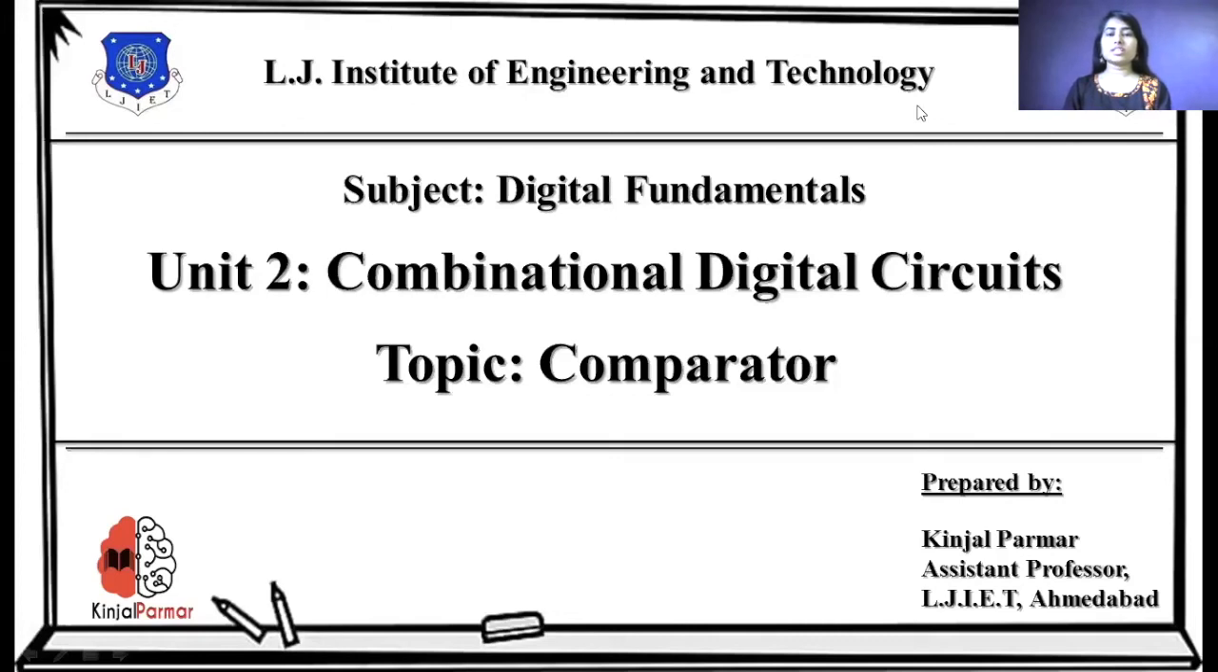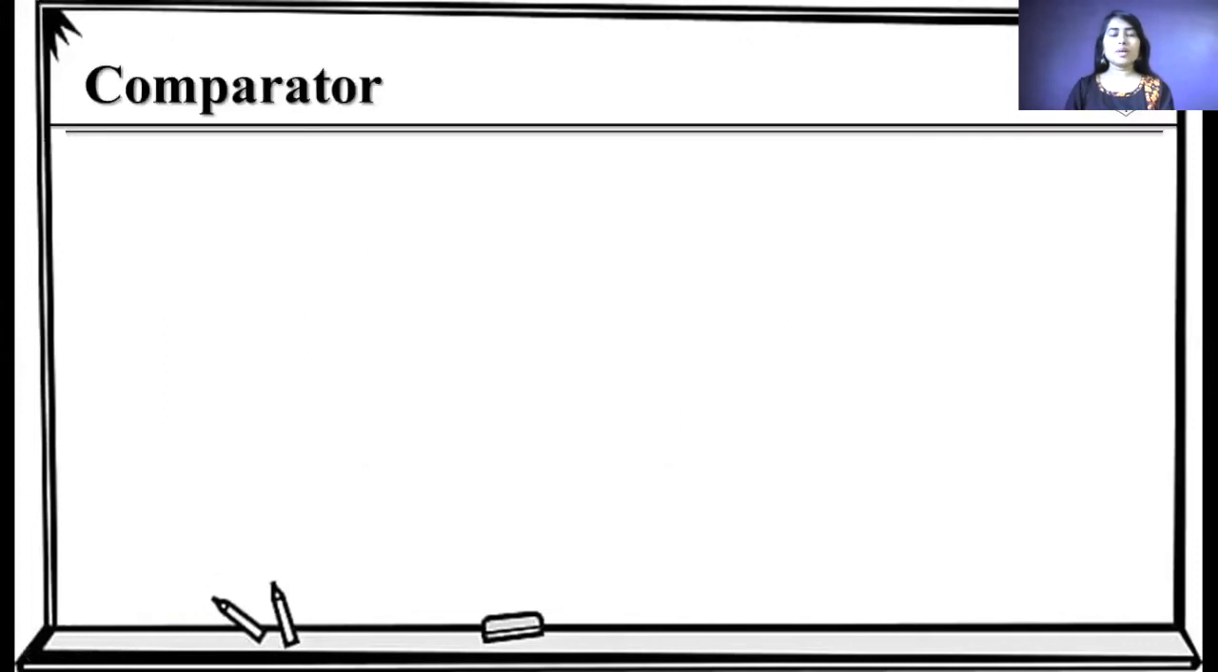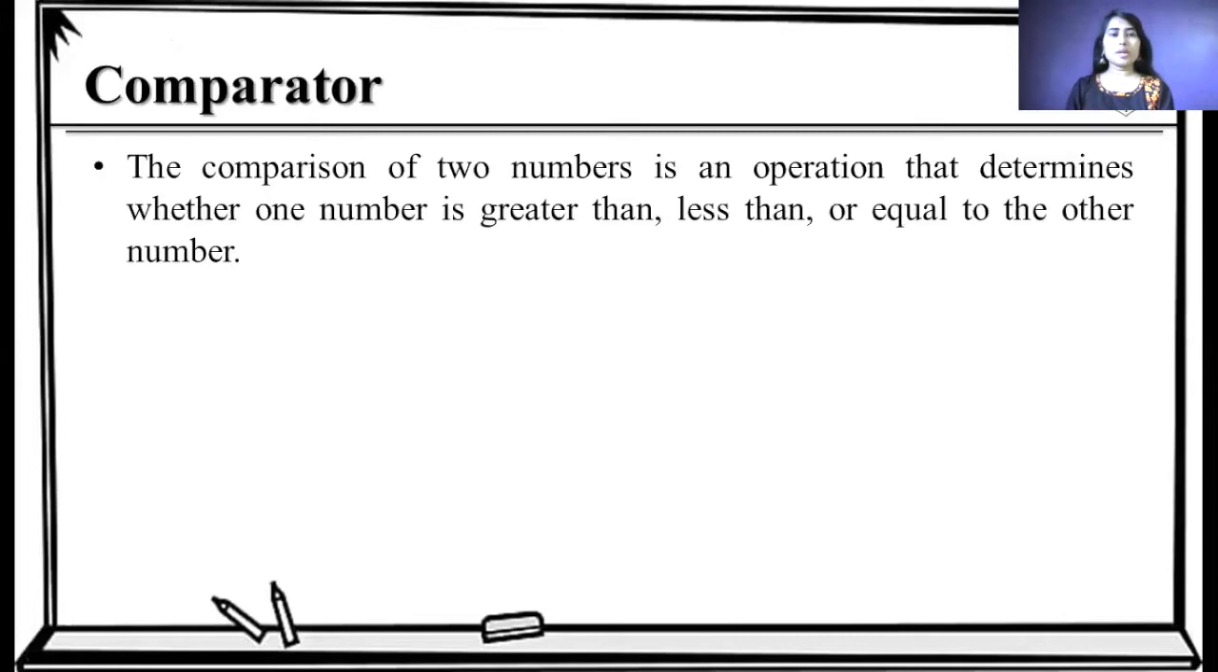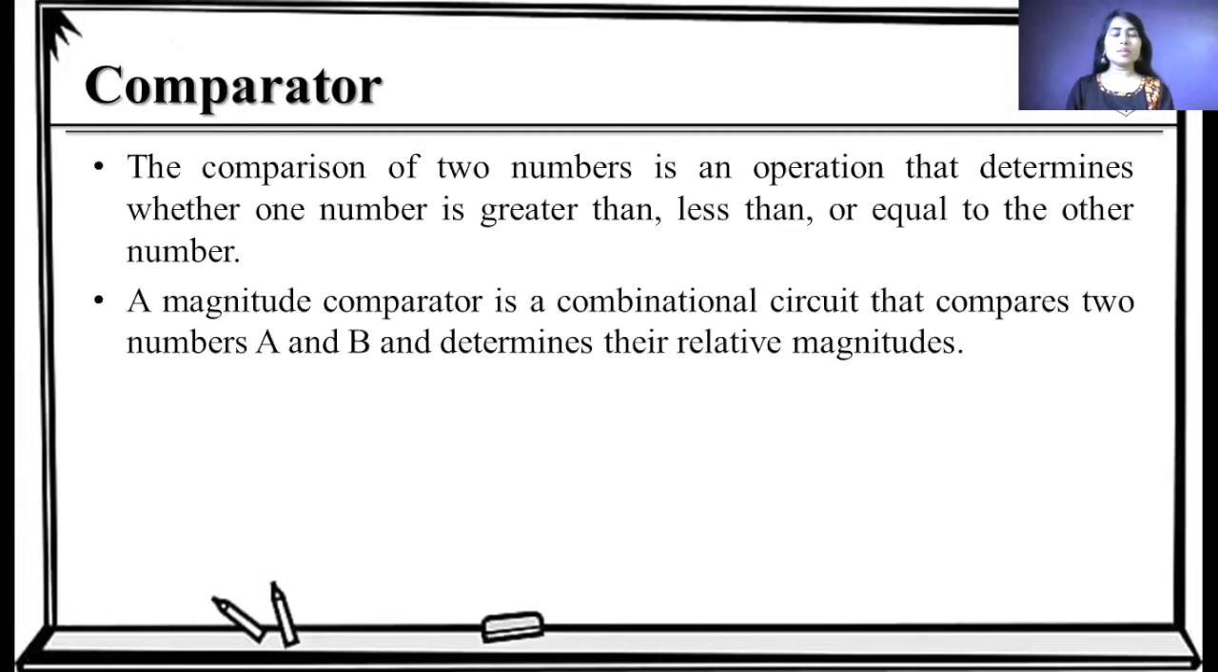Today we will discuss the comparator combinational digital circuit. So let's start. Comparator: the comparison of two numbers is an operation that determines whether one number is greater than, less than, or equal to the other number. A magnitude comparator is a combinational circuit that compares two numbers A and B and determines their relative magnitude.